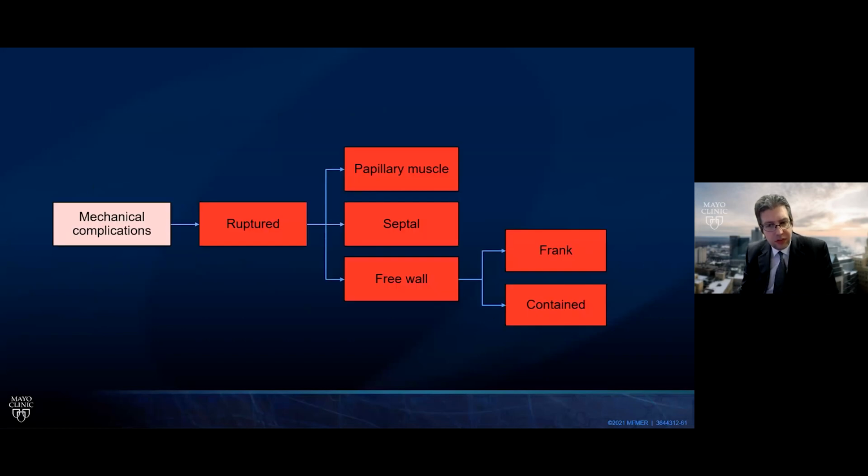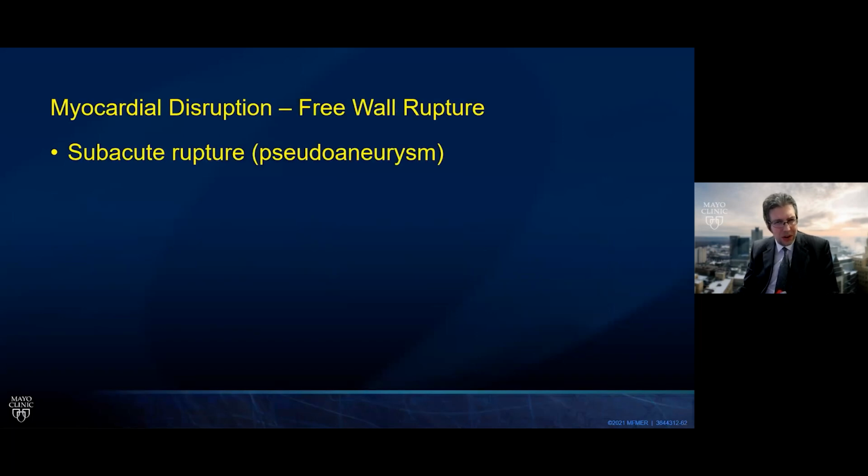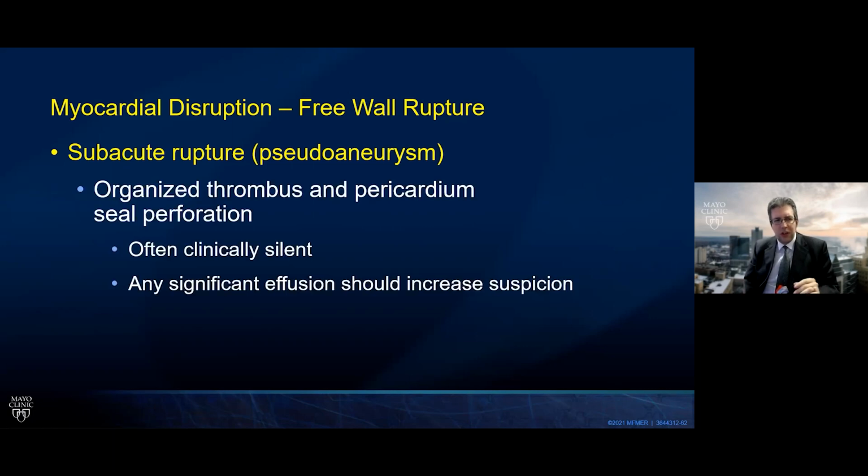The last part of this, free wall rupture that's contained, this is sometimes called a pseudoaneurysm. I don't love that term, pseudoaneurysm, because to me, that doesn't sound as much like a rupture complication. And it actually sounds a lot like a true aneurysm, which we talked about before, that broad-based neck. Those don't rupture, but these terms are synonymous. Incomplete rupture, subacute rupture, pseudoaneurysm. And this is where just a single layer of organized thrombus or pericardium is sealing that perforation.